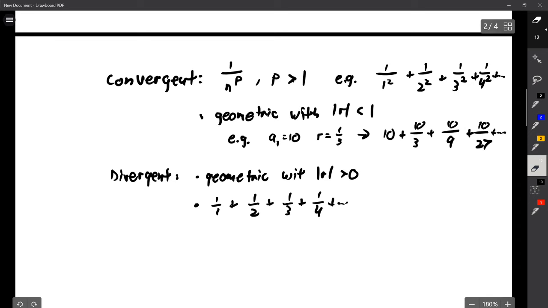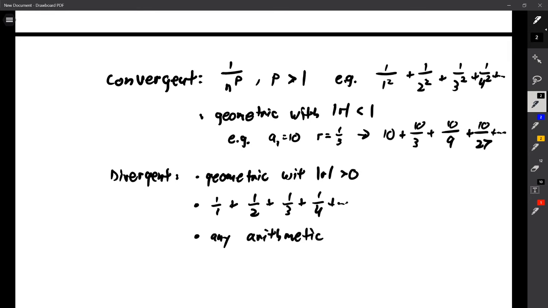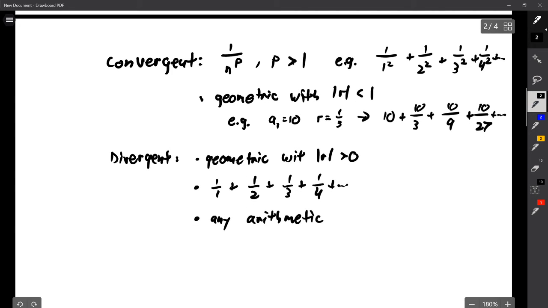And then one other one that we could give is any arithmetic series. Again, that's one where you're adding the same value each time. And even if what we're adding is 1/millionth, well, if you add 1/millionth an infinite number of times, you are not going to get a finite sum. Okay? All right, so those are ones that we can use to compare for the comparison test.